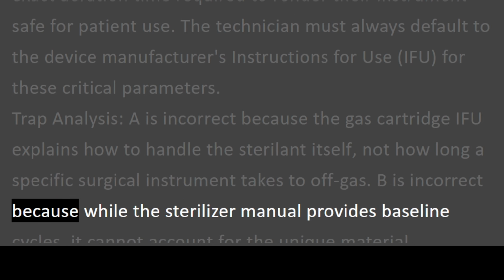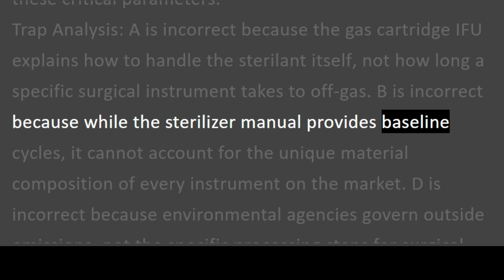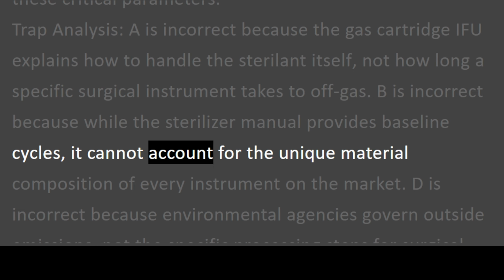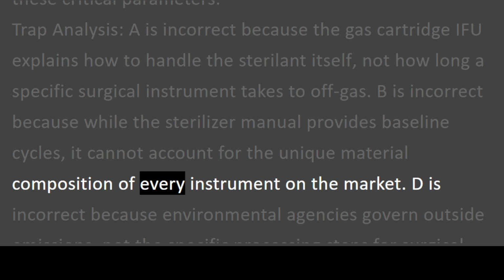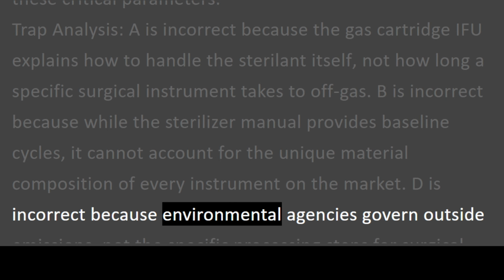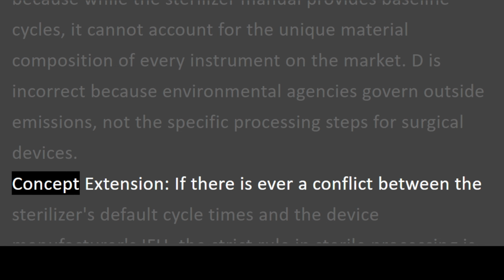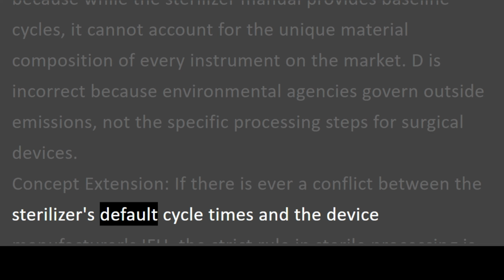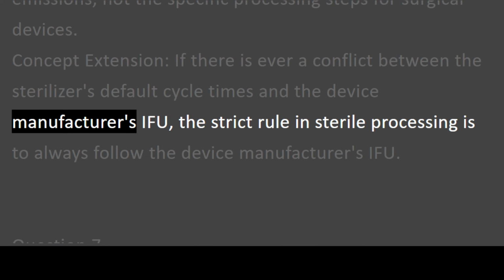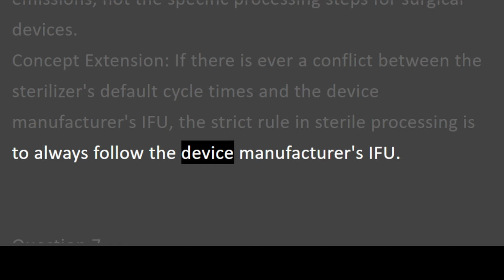B is incorrect because while the sterilizer manual provides baseline cycles, it cannot account for the unique material composition of every instrument on the market. D is incorrect because environmental agencies govern outside emissions, not the specific processing steps for surgical devices. Concept extension. If there is ever a conflict between the sterilizer's default cycle times and the device manufacturer's IFU, the strict rule in sterile processing is to always follow the device manufacturer's IFU.